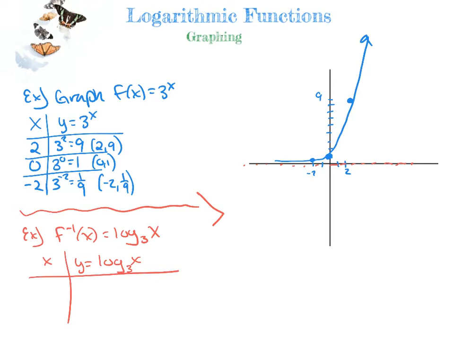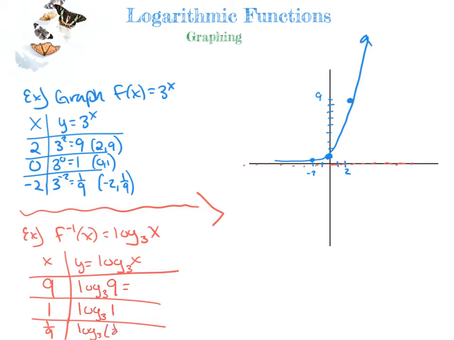So I'm going to pick for x some values that are similar to base 3's. I'm going to pick a 9 and a 1/9, and I'm also going to pick a 1. I'm picking these intentionally because 9 is 3 to the 2 power, so 9 is 3 squared. Watch what happens when I pick these. So I've got log base 3 of 9, log base 3 of 1, and log base 3 of 1/9.